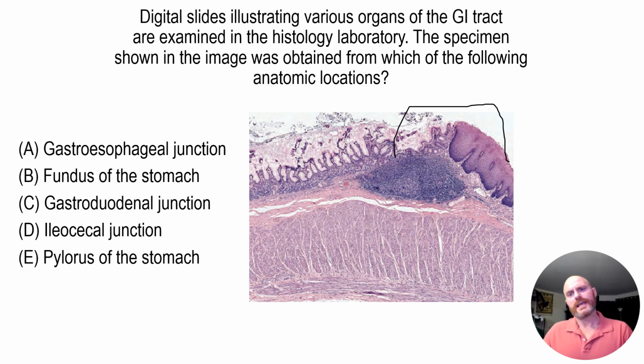This is because the stratified squamous epithelium represents the most distal portions of the esophagus as it transitions into the cardiac portion of the stomach, and the epithelium becomes simple columnar. To confirm that we're in the stomach, we see the presence of gastric pits here on the left-hand side. That confirms for us that this histology represents our gastroesophageal junction.